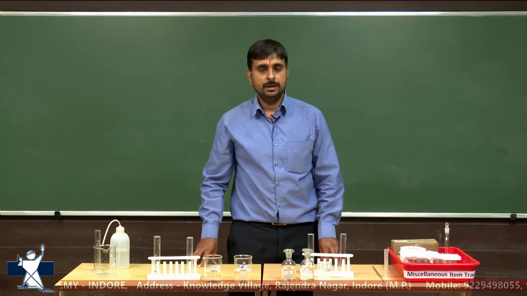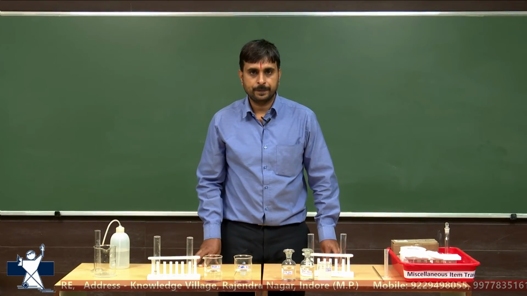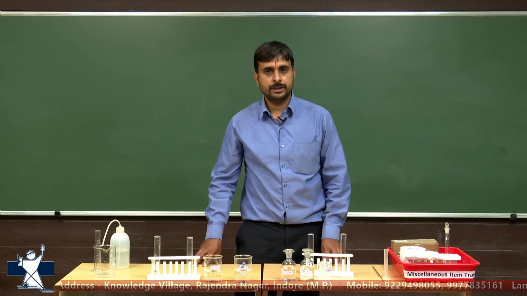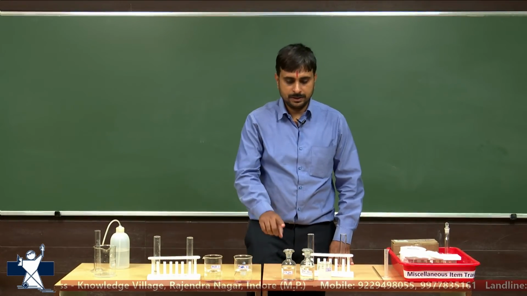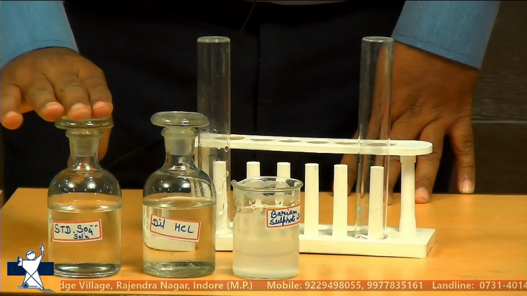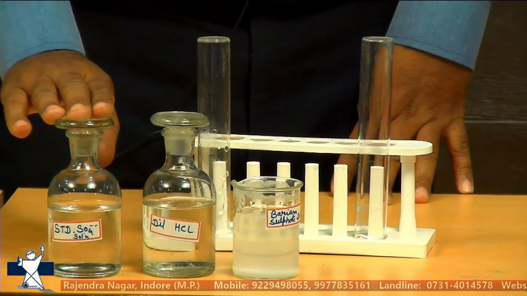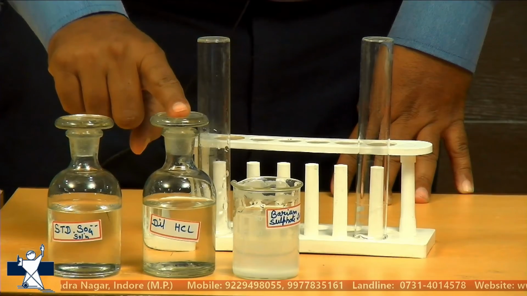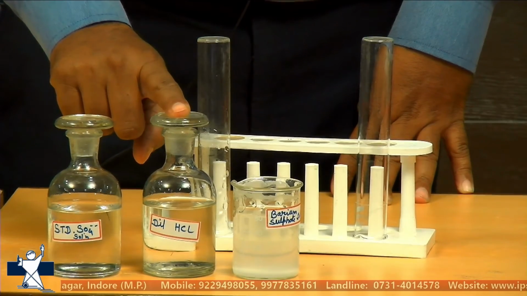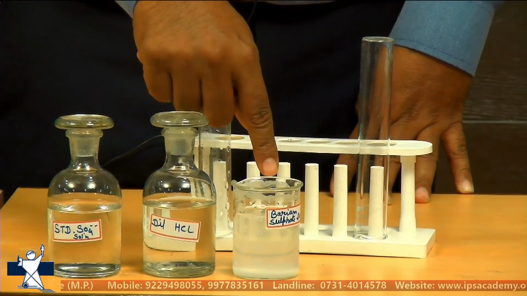Now, let us see how to perform the practical of limit test of sulfate. We are having some chemicals over here, I will show it to you. This is what we call the standard sulfate solution. We have prepared it, I have already explained it to you. This is dilute HCl and this is barium sulfate reagent. I repeat, barium sulfate reagent.